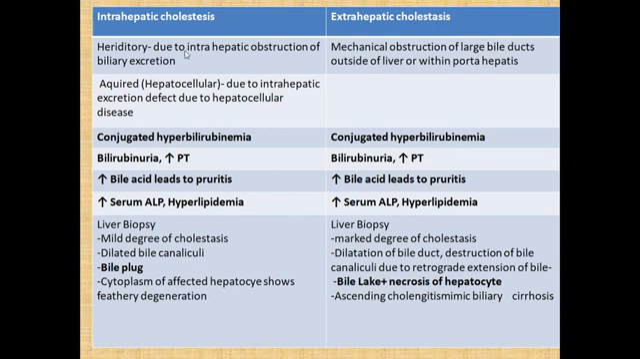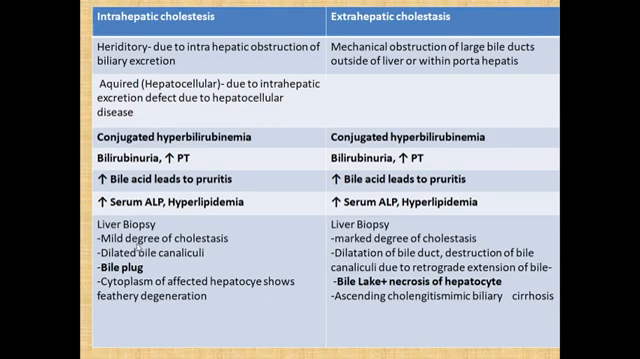So, the causes are intrahepatic, either hereditary or acquired, and extrahepatic, mechanical obstruction. These are the common findings: conjugated hyperbilirubinemia, bilirubinuria, increased PT, increased bile acids, increased serum ALP (alkaline phosphatase), and hyperlipidemia. But what is the difference?